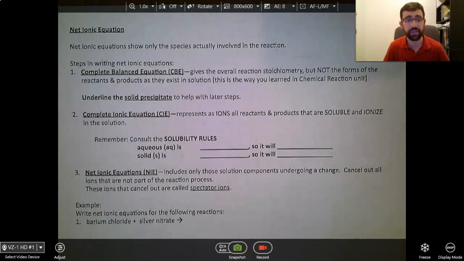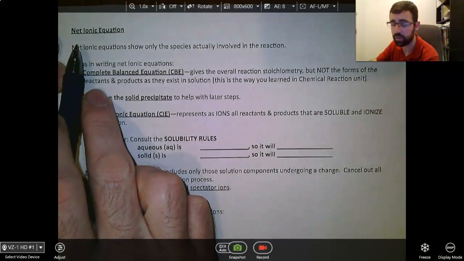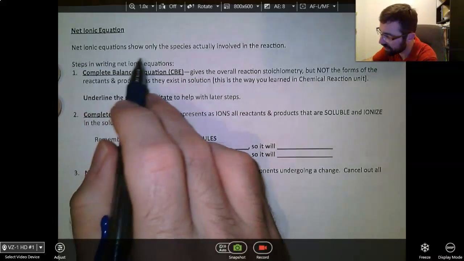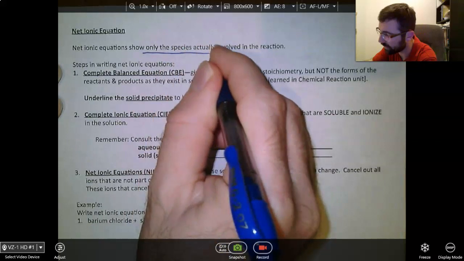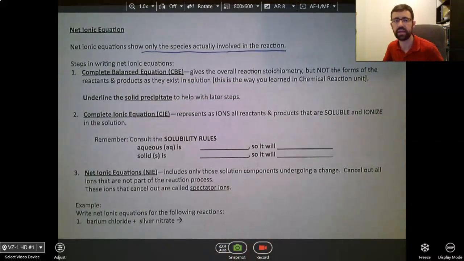Hi class, this is the final video in the Pre-AP Solutions recap that I'm doing, the crash course in Solutions Chemistry. Talking about net ionic equations. Now a net ionic equation shows only the species that's actually involved in the reaction. So if there's something that's not really changing, we take it out.